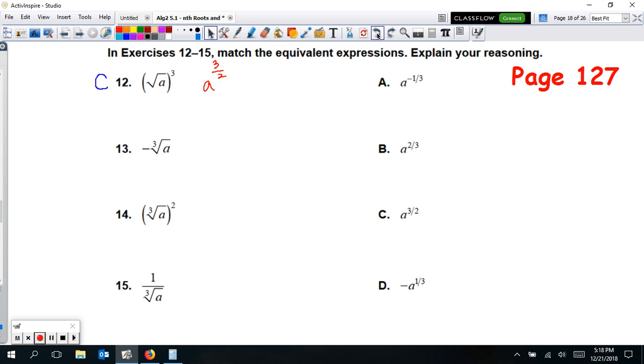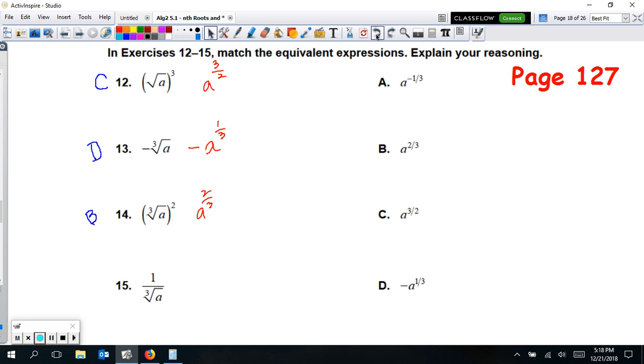This one's going to have a negative on the outside. The only one that has a negative on the outside is d down there, and this is going to be 1 for the power, and 3 is the root on the bottom. So just a negative a to the 1/3 power, which is definitely d. And then over here, a is our base, our big letter in this case. 2 is the top number, 3 is the bottom number, so 2/3. So a to the 2/3, and that's going to be letter B. And this last one should be the only one with a negative exponent, and that's letter A up there.